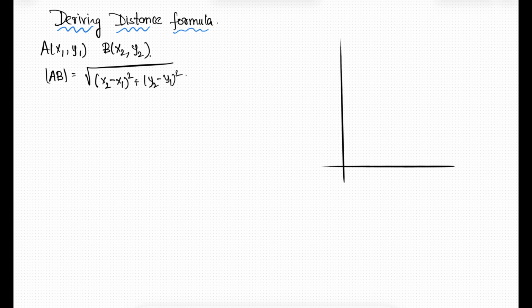So in this video, let us learn how a distance formula works and we'll derive the distance formula. So let there be 2 points A and B. I'll have my A point over here and then a B point over here. Now the problem is to find the distance between A and B, and this one is your x-axis and your y-axis.